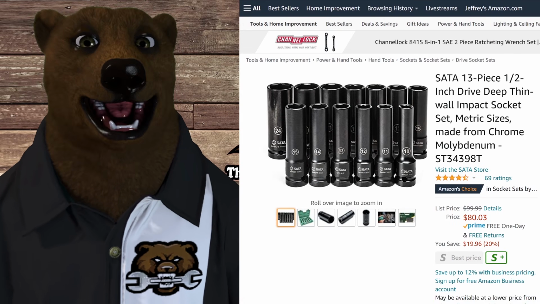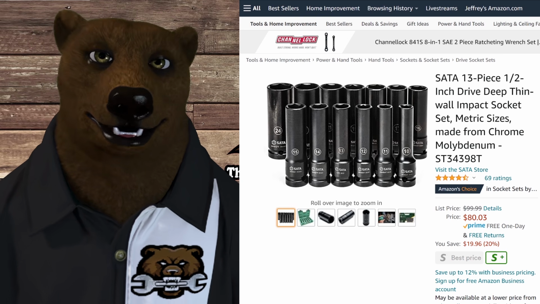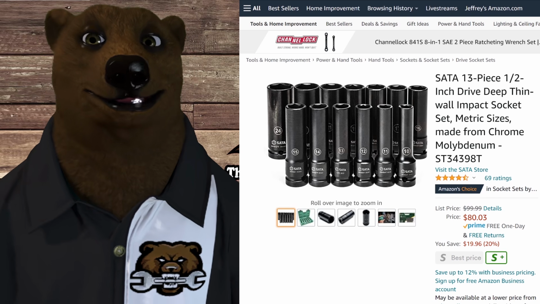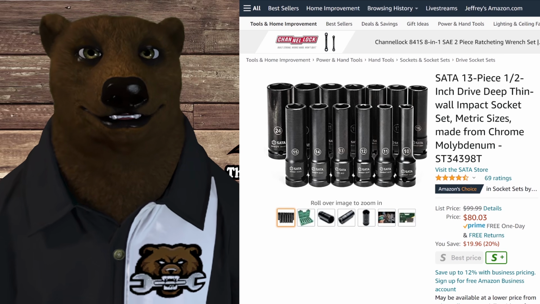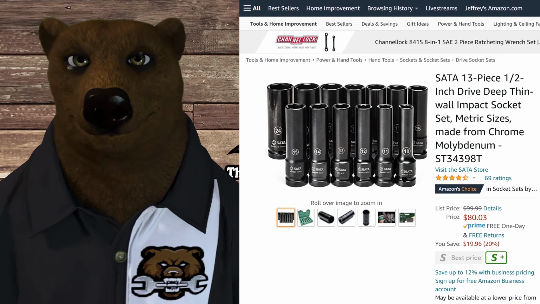Now, I want to mention this because I know a lot of you have been chomping at the bit, probably already on your keyboard going, what about thin wall impact sets? Yes, they do make them. You can see them here. These are made by Sata. That's GearWrench's middle of the road line.